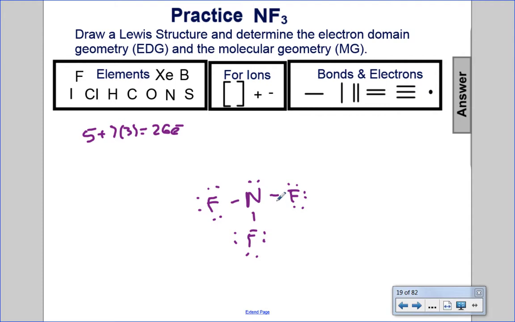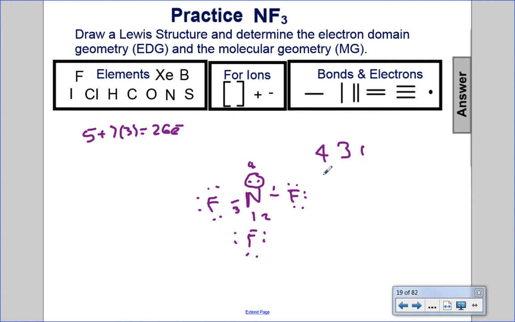Now, let's find the VSEPR number. How many electron domains are there around nitrogen trifluoride? Well, you have 1, 2, 3 bonds. 1 unbonded pair makes for an electron domain geometry of 4, or your first VSEPR number is 4. Now, out of those 4, 1, 2, 3 are bonds, and the 4th is unbonded. So, this would be 4, 3, 1.